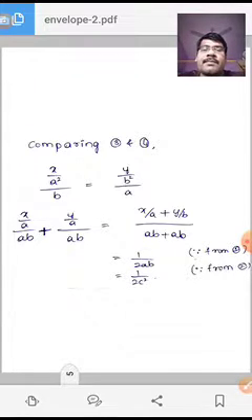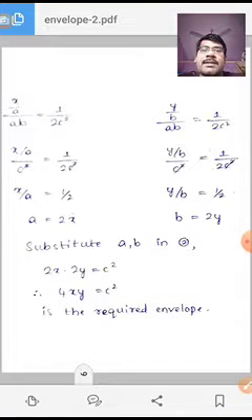Here, by the summation rule, x by a by b plus y by ab is equal to x by a plus y by b divided by ab plus ab. Here ab plus ab is equal to 2ab. Here from the family of two parameter curve x by a plus y by b is equal to 1, you have to substitute 1 by 2ab, that is equal to 1 by 2c square. Here x by a by ab is equal to 1 by 2c square, y by b by ab is equal to 1 by 2c square.